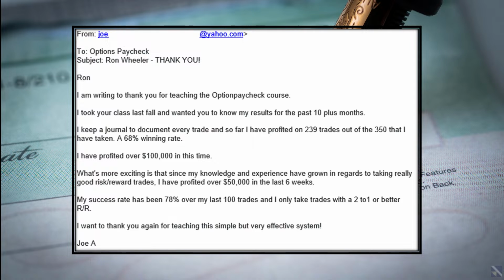Now, I want to note a couple things here. In 10 months, Joe took 350 trades. In a year, I take like 130. Okay? Joe trades a lot more than I do. There's nothing wrong with that. That's the beauty of it. You can have a system that trades 50 trades a year. Tailor it to your needs. If you're retired and want to be more active, do what Joe does. That's the cool part.